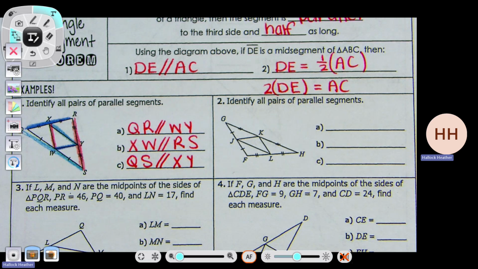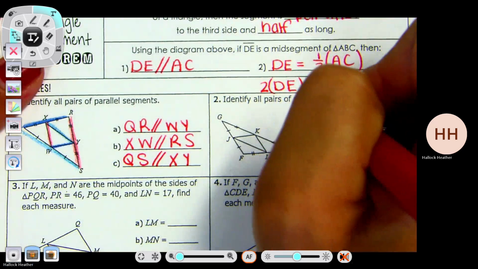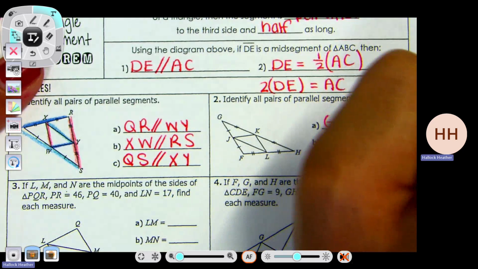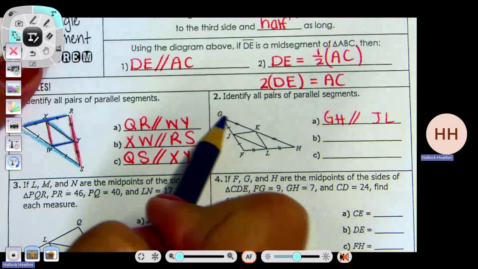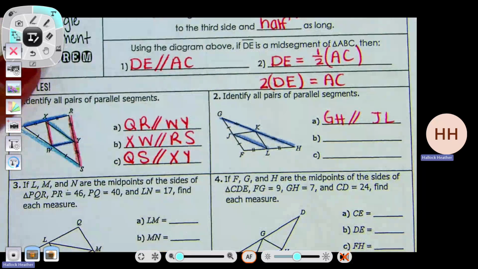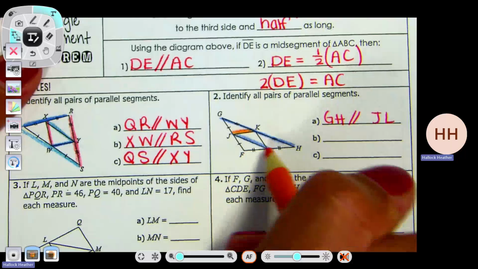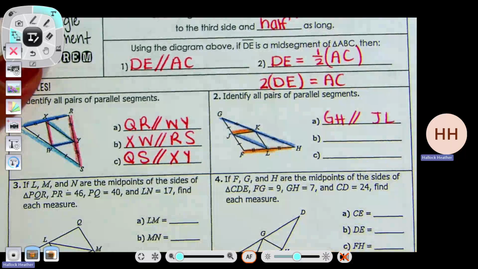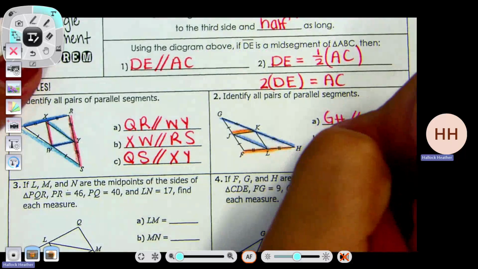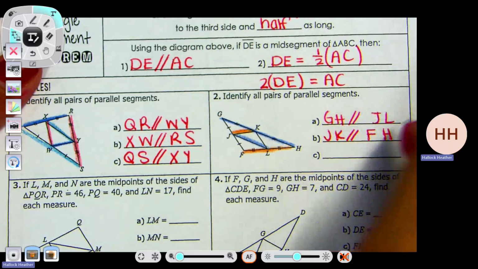Okay, so can anybody tell me one pair? GH and JL. Perfect. If you wrote those in opposite orders, if your letters are flipped, it does not matter if the statement is flipped, as long as you're using those letters. What's another one? FH, JK. Good. JK and FH. Once again, if the letters are flipped, if the whole statement's flipped, that is okay as long as you have that combination. The last one I'm missing is what?